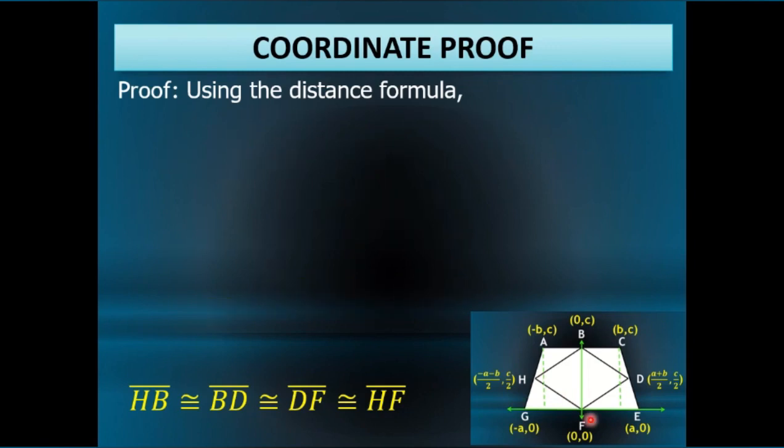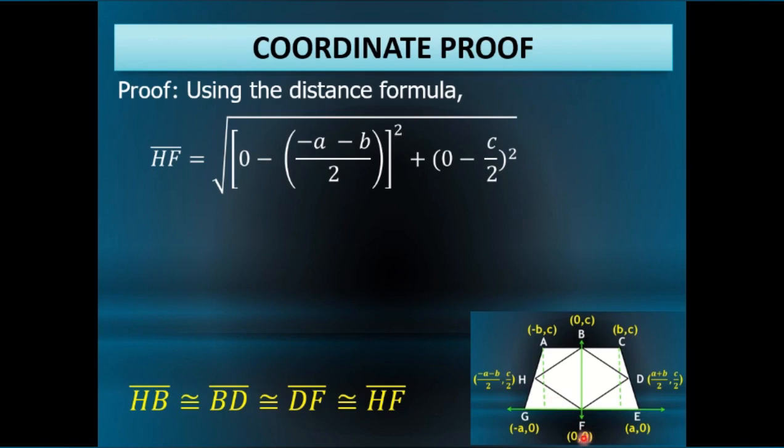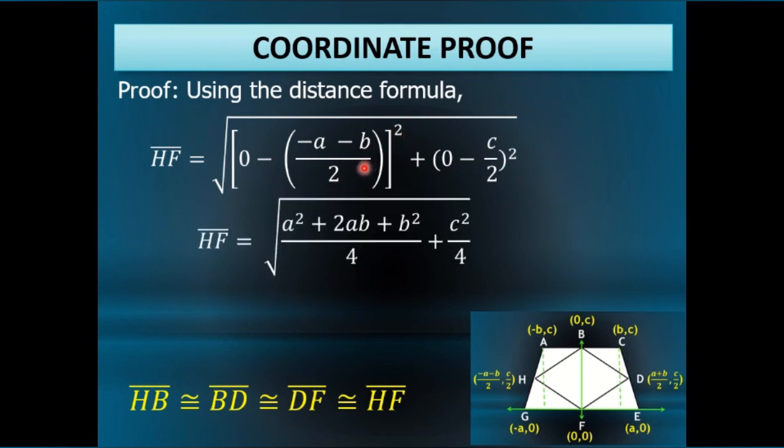Again, using the distance formula, we have 0 minus negative (a plus b) over 2, squared, plus 0 minus c over 2, squared. And then we get again the square root. Simplifying this one, negative times negative is positive a, negative times negative is positive b, and then we have (a plus b) over 2 squared. So a squared is a squared, 2 times a times b is 2ab, b squared is b squared, and 2 squared is 4. So we have the square root of (a squared plus 2ab plus b squared) over 4.